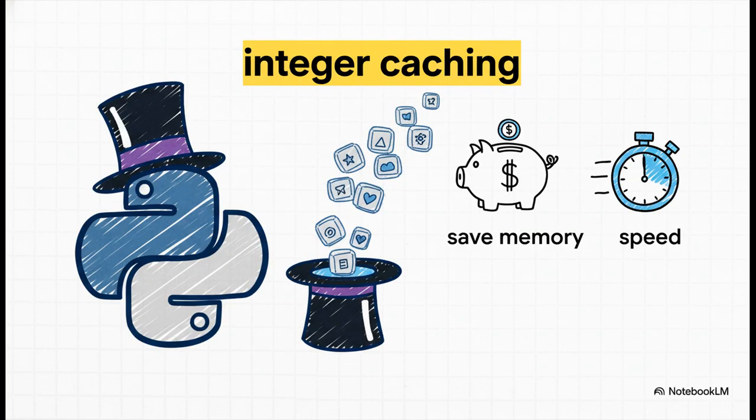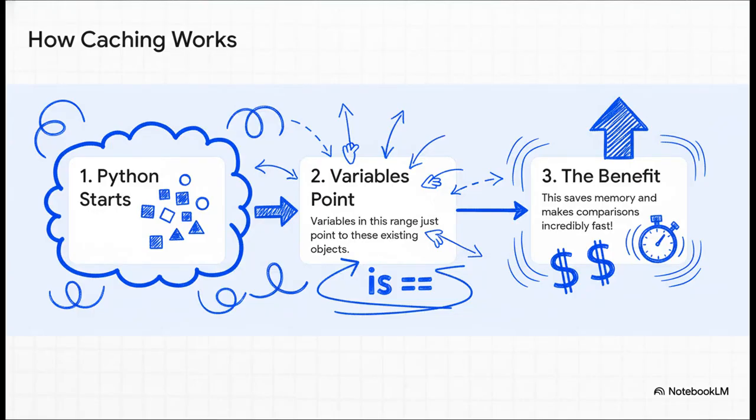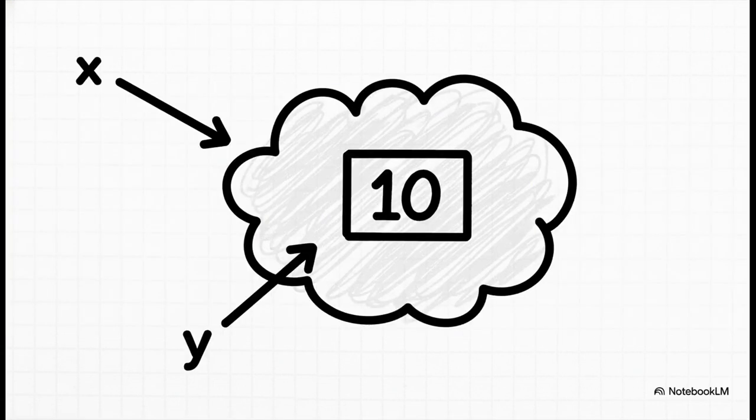The answer is this really cool CPython optimization called integer caching. It's all about speed and memory. So, when Python boots up, it preloads every integer in this range. They're just sitting there, ready to go. So anytime you use one of these numbers, Python just points your variable to the object that's already there. And that's why it works for 10. Since it's in the cache, x and y are literally pointing to the same spot.